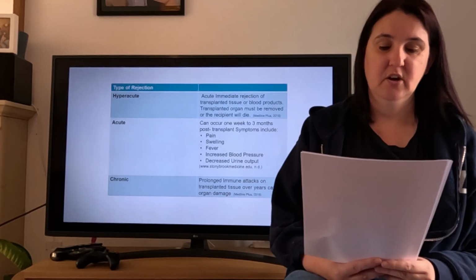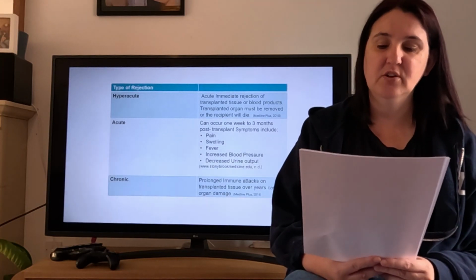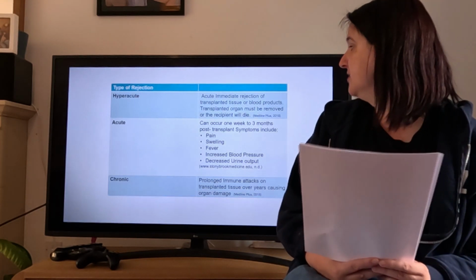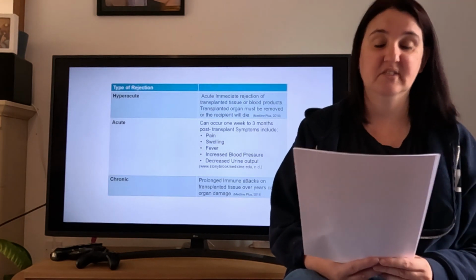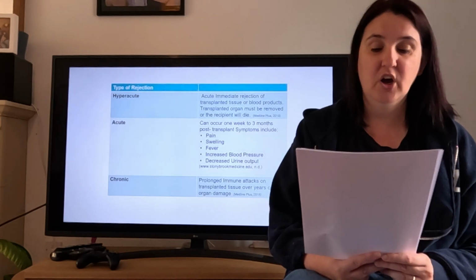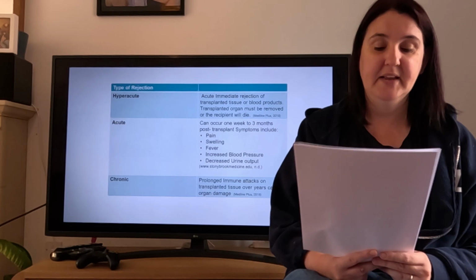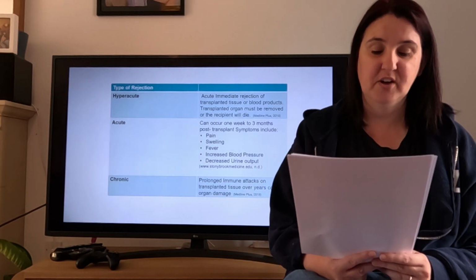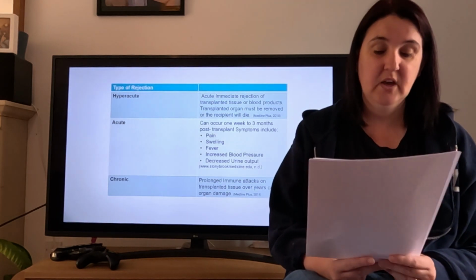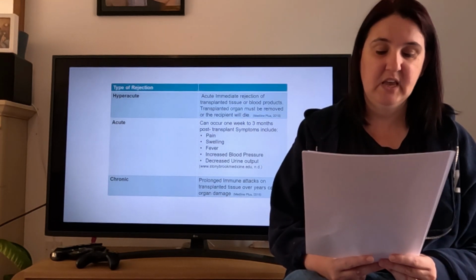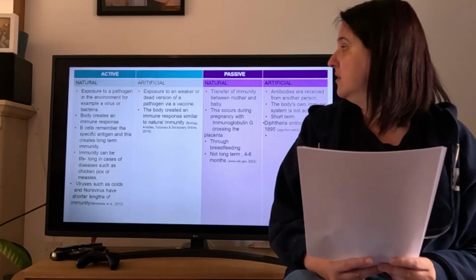Types of rejection. Hyperacute, a life-threatening acute immediate rejection of the transplanted tissue or blood product. The transplanted organ must be removed or the recipient will die. Acute can occur within 1 week to 3 months post-transplant, and symptoms include pain, swelling, fever, increased blood pressure and decreased urine output. And chronic, prolonged immune attacks against the transplanted tissue over years, causing organ damage.